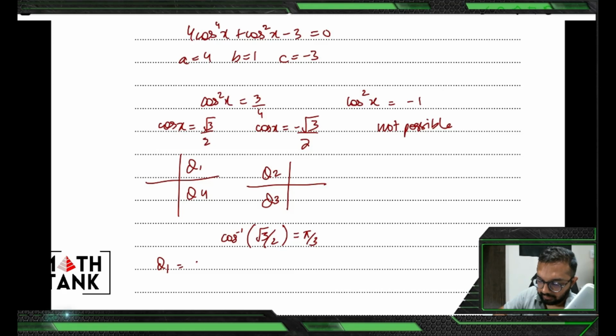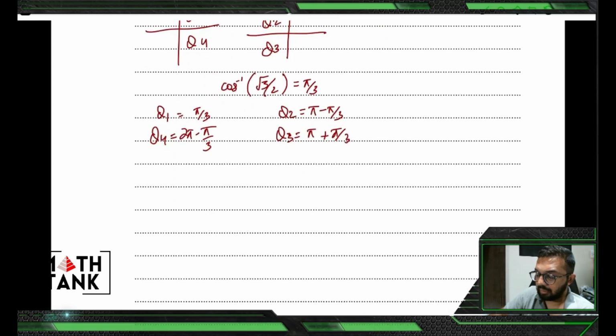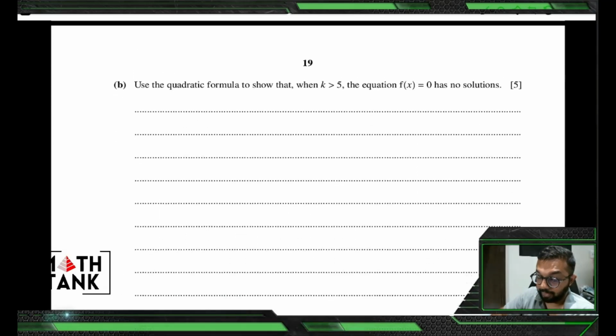So I have four answers. Quadrant 1 is pi over 3. Quadrant 4 is 2 pi minus pi over 3. Quadrant 2 is pi minus pi over 3. And quadrant 3 is pi plus pi over 3. So those are the four answers that I have. I should simplify them and add them up. But my objective is to do part B.